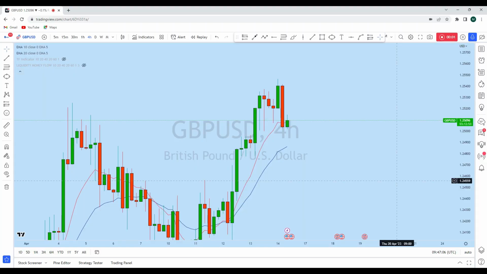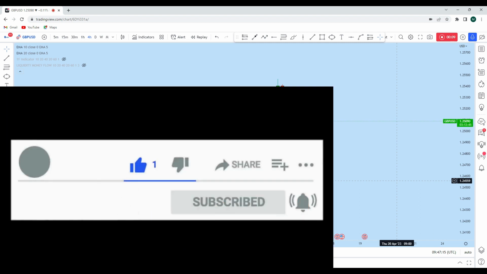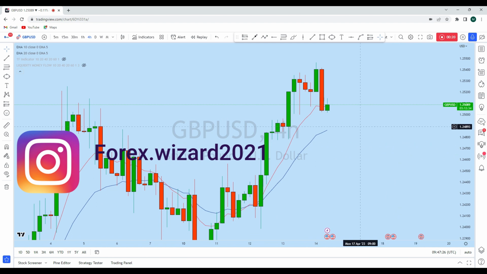Hello trader, I'm going to do a complete multi-time frame analysis on GBP USD. Let's see what kind of trading opportunity we currently have in this instrument. From the lower time frame, we can see that GBP USD is showing a significant trading opportunity. Before we discuss how we can trade, let's look at the bigger picture to see the general direction in the market.